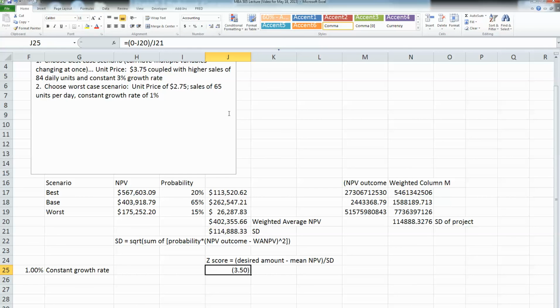So I only need 2 decimals. The desired amount of 0 is 3.5 standard deviations to the right of the mean. So what I could do is figure out the likelihood of achieving a z-score of 3.5. Since that's 3.5 standard deviations away, it's going to be an incredibly high likelihood of earning more than 0 and a very low likelihood of earning less than 0.